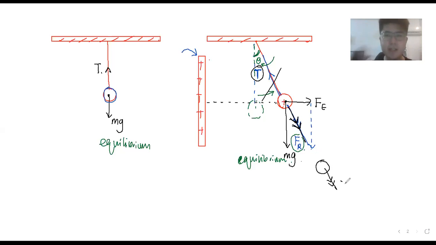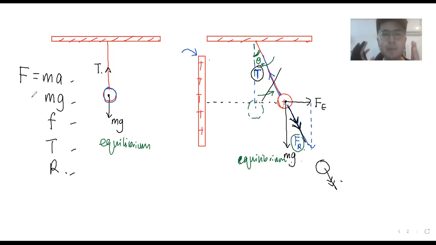Given any system, from this lesson, you need to be able to identify all the types of forces acting on the system. How many types of forces do we have? Remember, F equals MA, MG, F, TR. I always ask my students to remember this one. We have 5 types of forces, the common ones: MA, MG, FTR. Whenever you are given a system or a case or a diagram, you always recite this, MA, MG, FTR, and then you label.